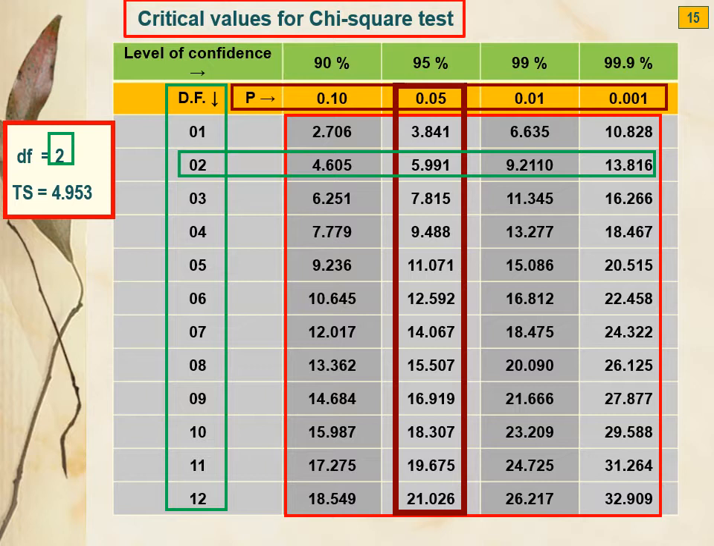Now here first you will compare your test statistic with the p equal to 0.05, which is 5.99. Now your value 4.953 is less than this one, and therefore you will accept the hypothesis, that is your p is more than 0.05. P is more than 0.05, and you will accept the hypothesis.